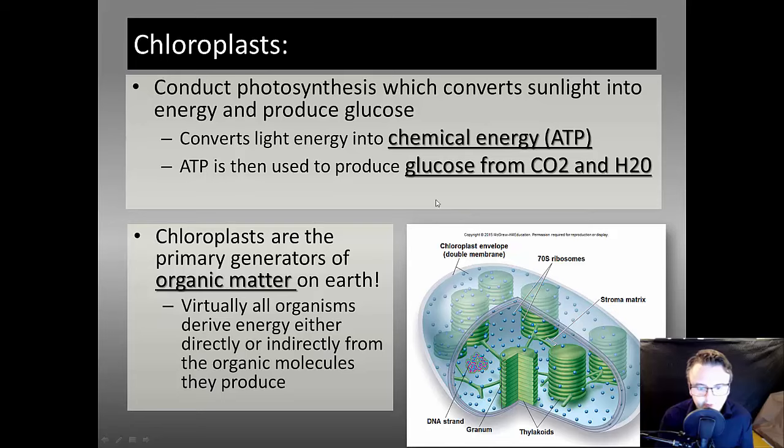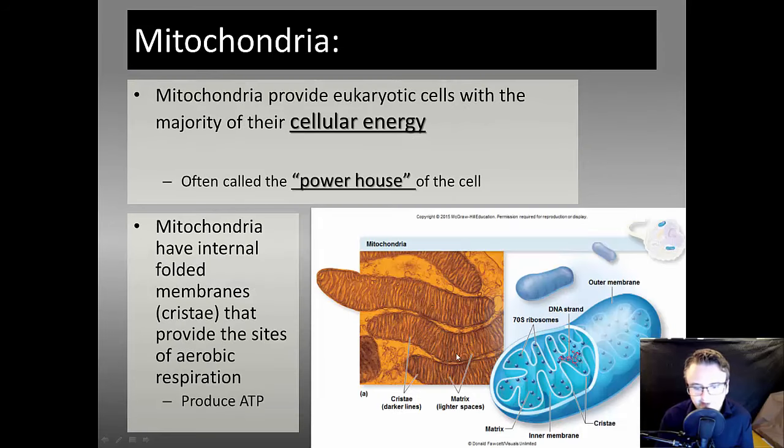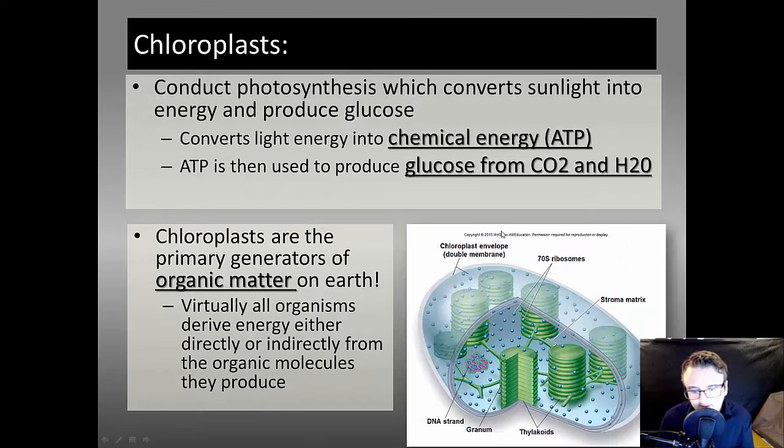Animal cells don't have a chloroplast. They will only have mitochondria. And this is also true of protozoa and fungi. They don't have these energy processors. So these would only be found in plants and algae.